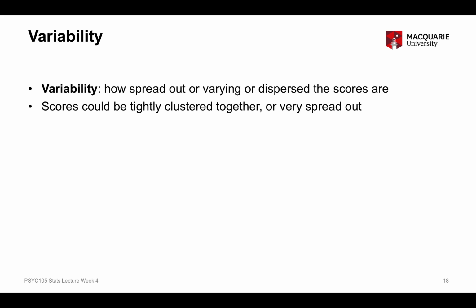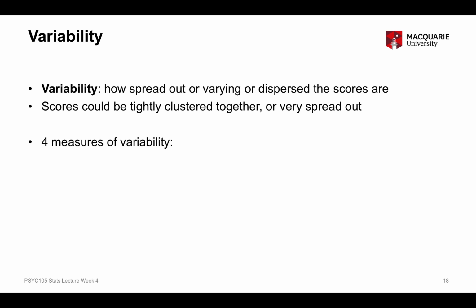You can have scores that are tightly clustered together. So we could have, say, a sample of 10 students' ages and they could all be 18 or 19. That would be a very small variability. Or you could have scores that are very spread out. So we could have a sample of 10 students' ages that range from 17 through to 65, and they're quite well dispersed along that range. And it's possible to have the same mean or the same average score, but to have very different variability.